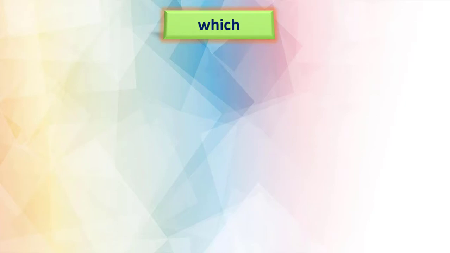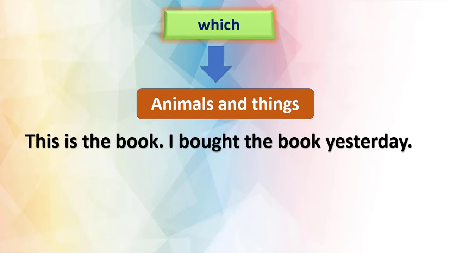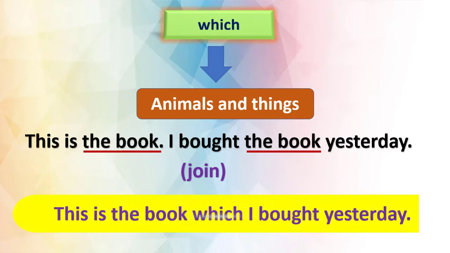Now let's move to our second relative pronoun, which. Which is used when we are talking about animals and things. Let's have a look at the 2 sentences. This is the book. I bought the book yesterday. We want to join the 2 sentences and make 1 sentence. So, let's read them carefully. We will find that the book is repeated in the second sentence and the book is a thing. So we will use who or which? Excellent. Which. The answer is: this is the book, which I bought yesterday.